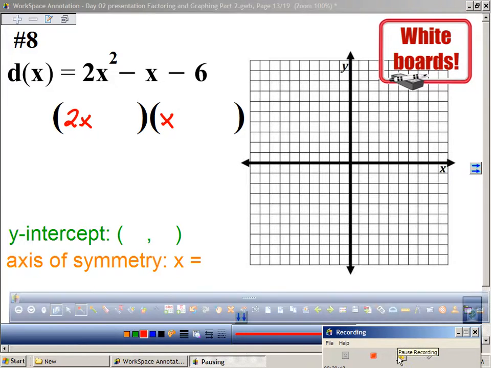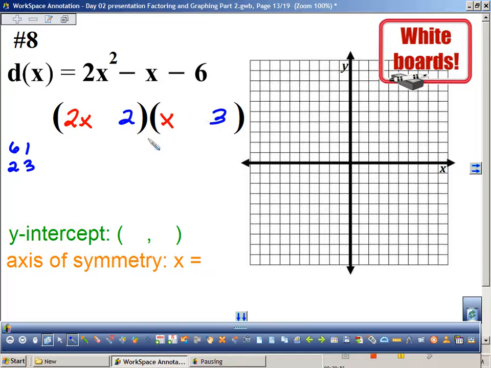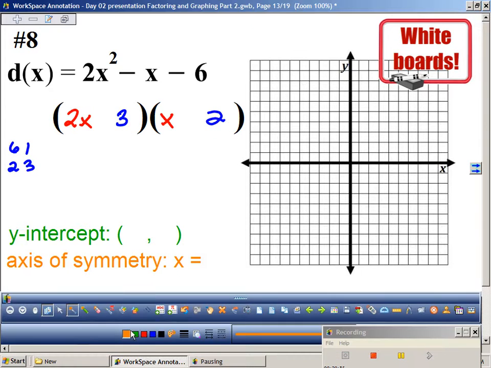All right, let me show you. Write down. Okay, so 6 starts with 6 and 1. Is 6 and 1 going to work? Let's see. 6x and 2x. Yeah, that's not going to get me what I need. So let's do 2 and 3. Is 2 and 3 going to get me what I want? 2x and 6x. That's not going to do it, so I need to switch them. So we'll put the 3 here and the 2 here, and let's figure it out.